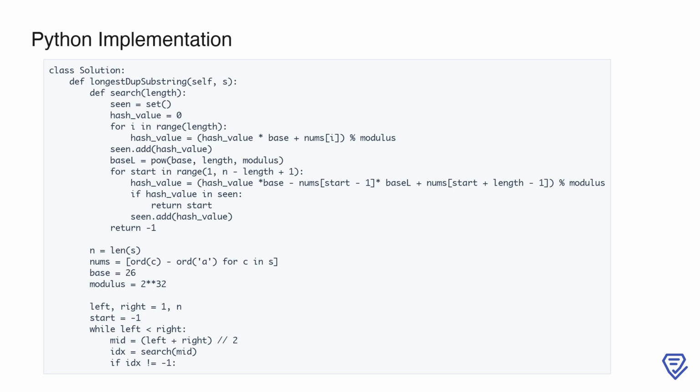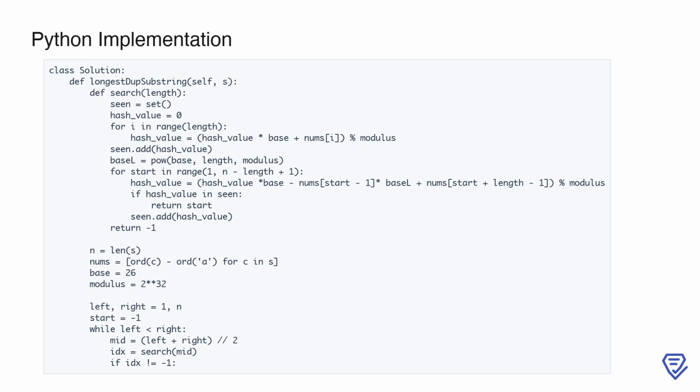The goal of this method is to find the longest duplicate substring within the given string S. To achieve this, we use a helper function called search, which takes the length of the substring we want to check as input. Within the search function, we initialize a set called seen to keep track of hash values of substrings we encounter. We also calculate the initial hash value of the first length characters of the string using a rolling hash technique. The rolling hash helps us efficiently compute hash values for substrings as we slide across the string.